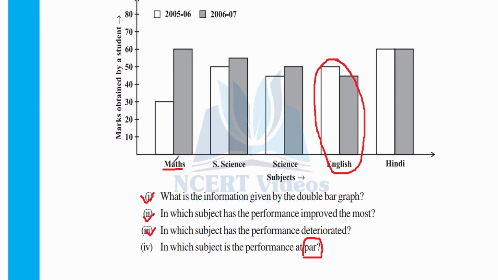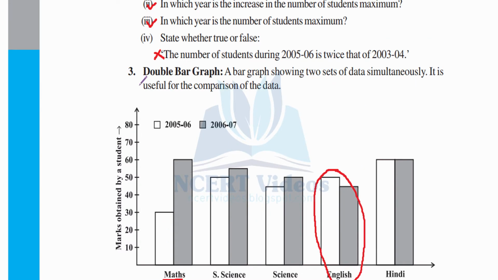We cannot say maths is at par, although he has improved. But when we will add both these marks, it would be 60 plus 30, so 90 marks. But at par means at the highest level. So he has maintained his level in case of Hindi. Therefore, performance at par for subject Hindi in both these years. So that is our fourth part. So that was all about double bar graph, and we get a better comparison in case of double bar graph.